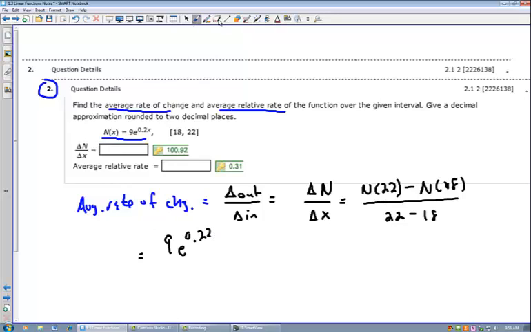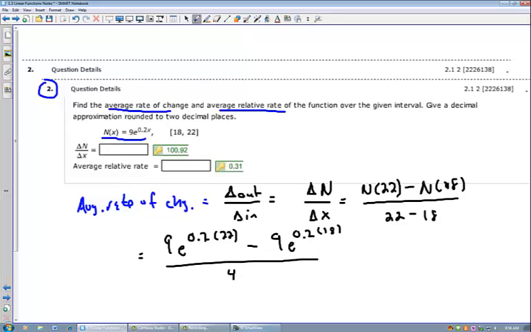Oops, let me fix this. It's not 0.22, it's just 0.2. So e to the 0.2, and then I'm going to multiply that by 22 in the exponent, minus 9 e to the 0.2, and then x is going to be 18 because it's n of 18, all divided by 22 minus 18, which is just 4.